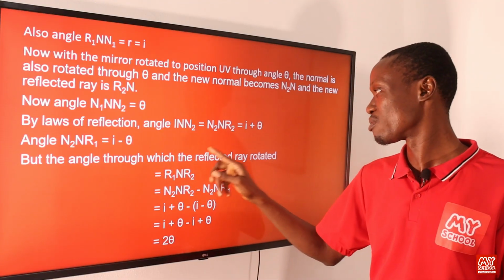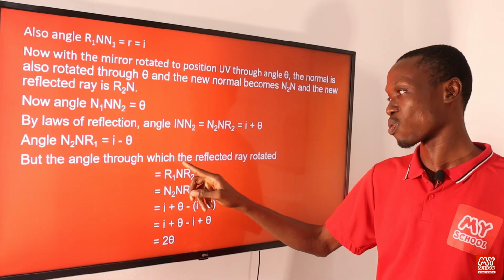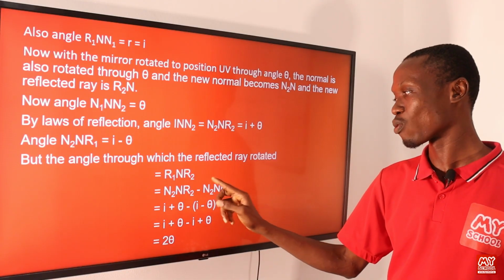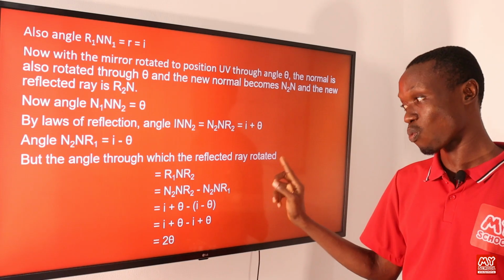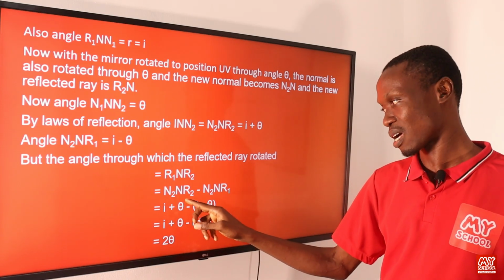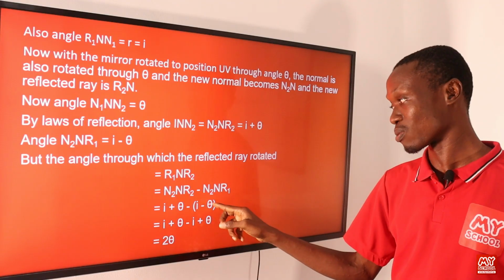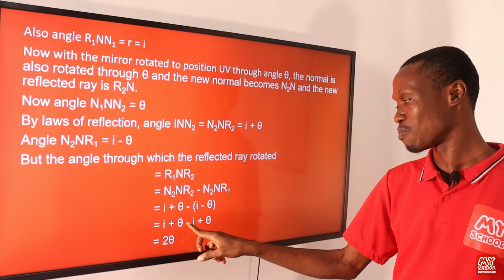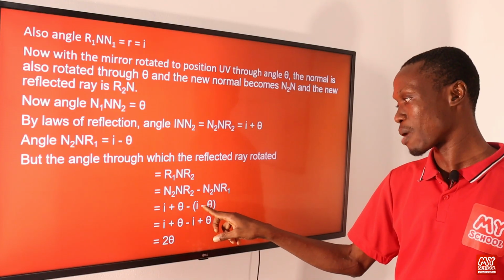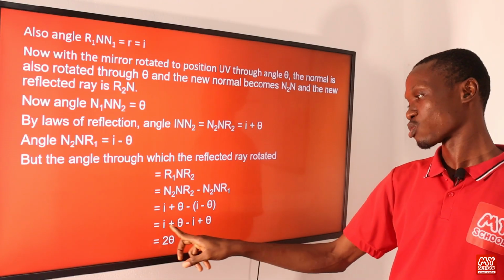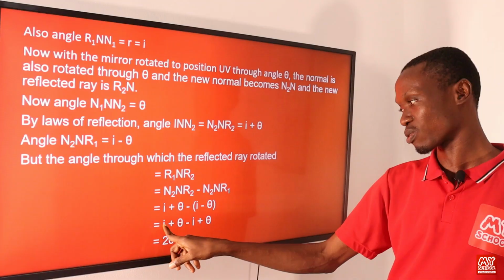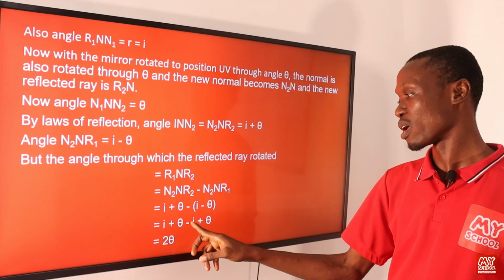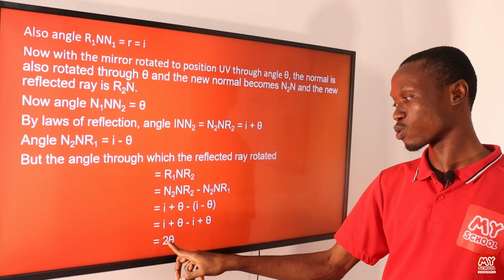But the angle through which the reflected ray rotated is equal to arrow 1 N arrow 2. So here we'll have N2 N arrow 2 minus N2 N arrow 1 equal to i plus theta, minus, in bracket, i minus theta. So if we open up this bracket, this minus is going to multiply i, so that we'll have minus i. Then this minus will multiply minus theta to give us plus theta. Okay, so i will cancel out i because this i here is positive and this is negative. So if we bring them together, they are going to cancel out. So at the end of the day, we have theta plus theta, and that will be equal to 2 theta.